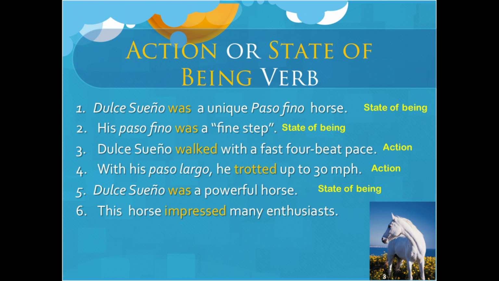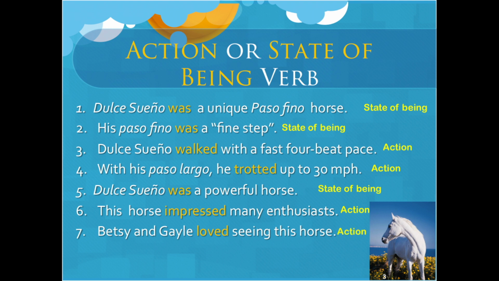And number 6, this horse impressed many enthusiasts. The verb is impressed. This is a tricky one. It's an action verb because it indicates a mental action, impress or fascinate. So the enthusiasts are impressed or fascinated with the horse. Oh, okay. That's good. Interesting, Gail. Now, let's look at our last sentence. Betsy and Gail loved seeing this horse. What's the verb? Loved. And it's a what?